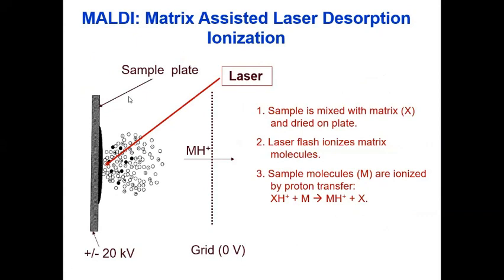Here is the principle of MALDI. As I told, in MALDI mass we mix the sample with a matrix. Then laser light irradiates this matrix containing the sample. Then we will have protonated or ionized molecules, which pass through the mass spectrometer to get a mass spectrum.